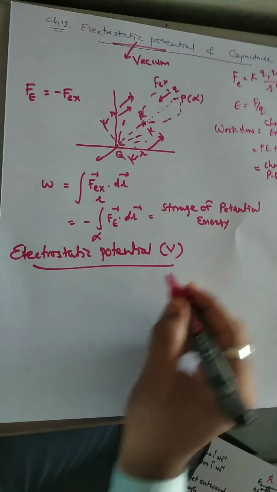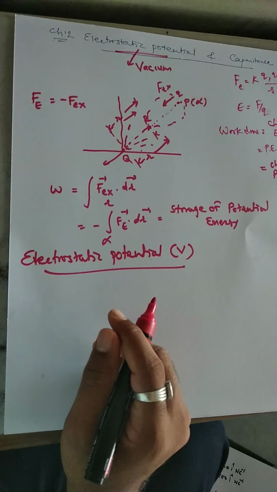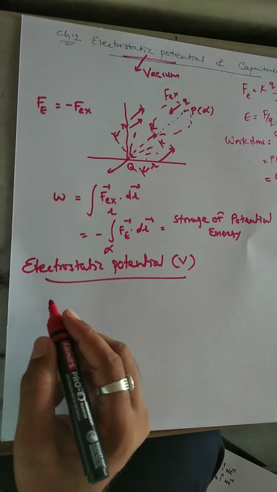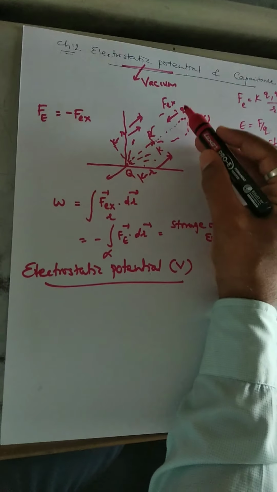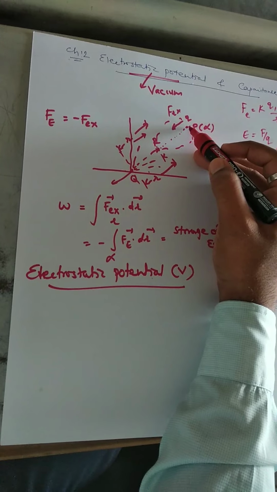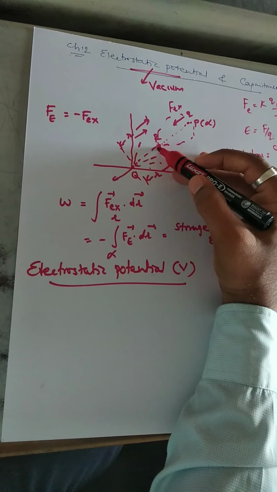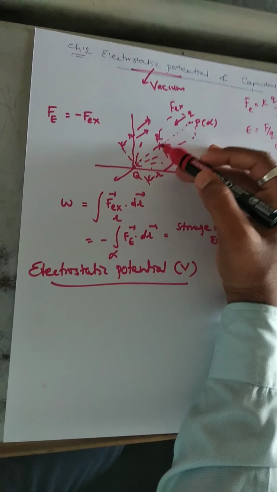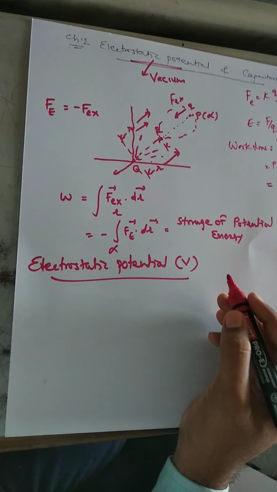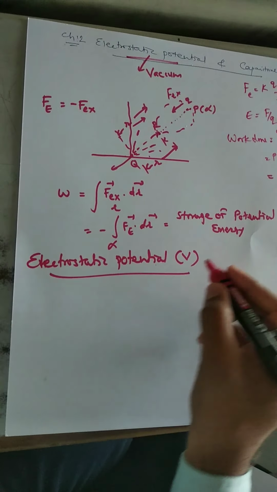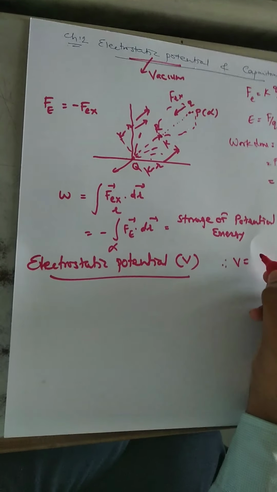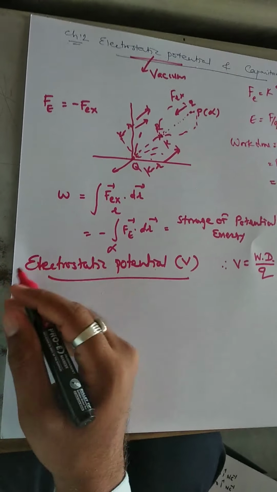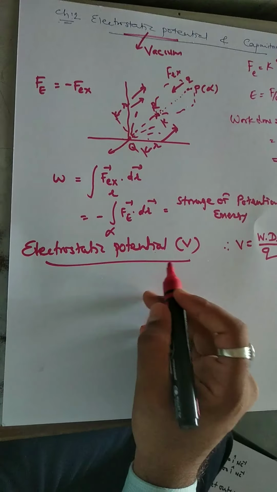We denote the symbol of electrostatic potential as V. And its definition says that the work done by the external force in bringing a unit charge from infinity to a point in a given electric field with zero acceleration is known as the electrostatic potential. Okay, so simply I can say the electrostatic potential is the work done in bringing the unit charge from infinity to the given point in an electric field without any acceleration. That is the electrostatic potential.